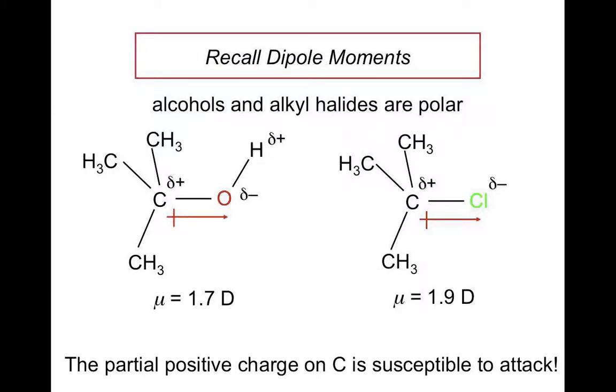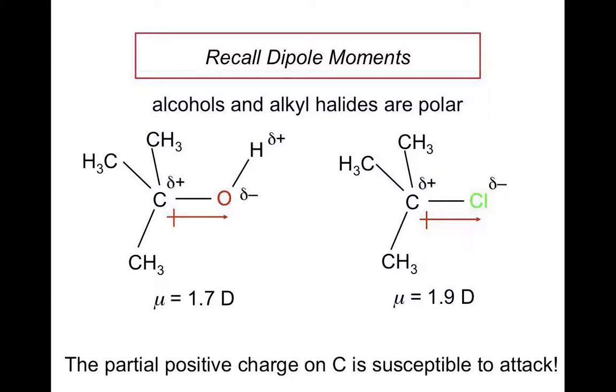So first, let's just review briefly the dipole moments of alcohols and alkyl halides. Remember that both alkyl halides and alcohols are polar, right? They have polar molecular bonds in the direction of the heteroatom. So for the alcohol, the dipole points in the direction of the oxygen. For the alkyl halide, the dipole points in the direction of the chlorine. The result of this is that in both of these functional groups, we get a partial negative charge on the heteroatom and a partial positive charge on the alpha carbon that the heteroatom is attached to.